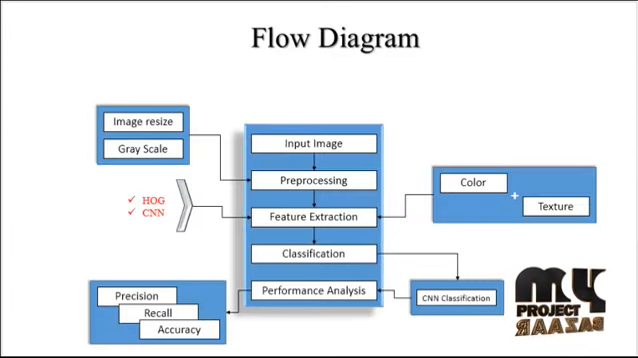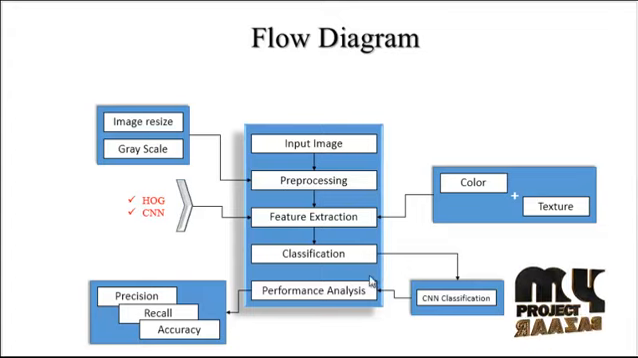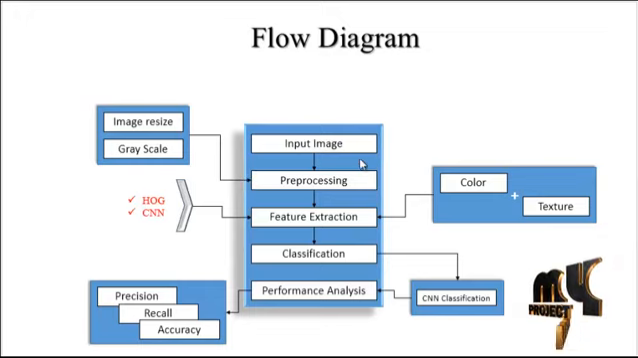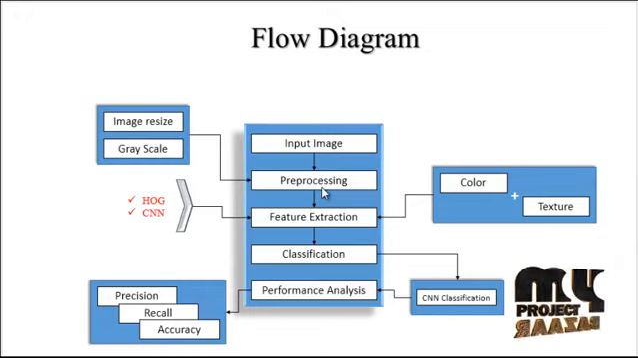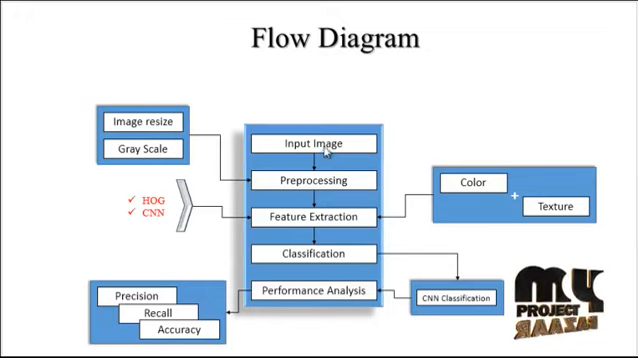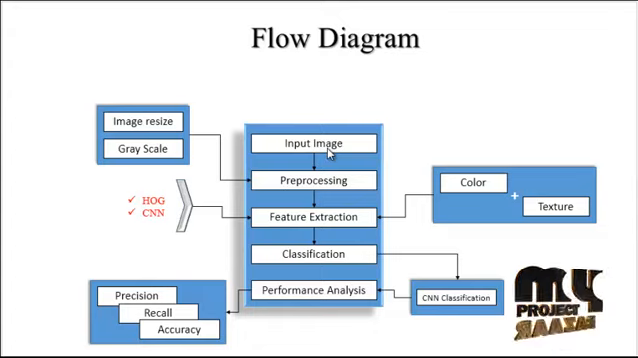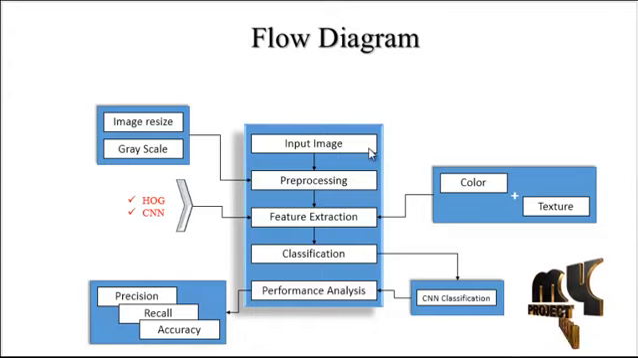Now we are going to discuss the overall flow diagram of the process. This is the overall working flow of this process. At first, the stages of the project are the modules: input image, pre-processing, feature extraction, classification and finally performance analysis. In the first stage, the input image is taken from the dataset. The dataset consists of both tumor images and normal mammogram images.